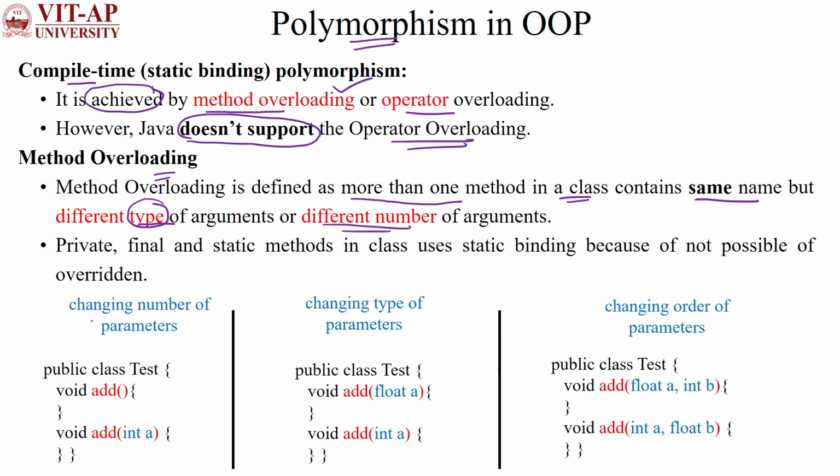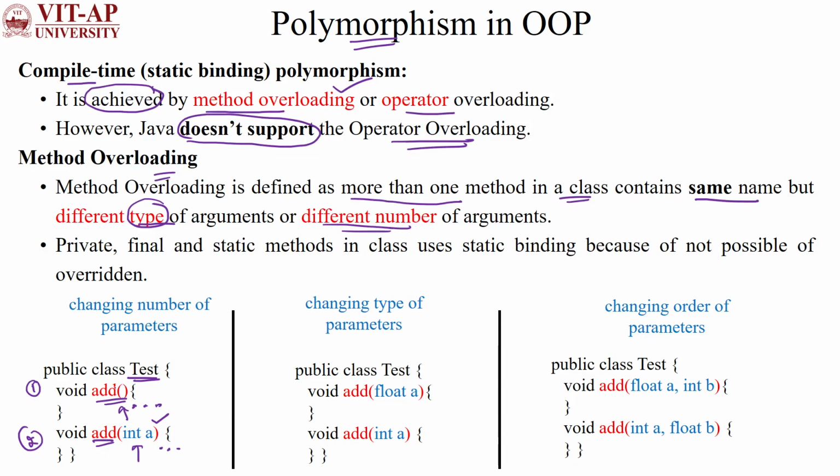For example, here we have the class Test. This Test class has two methods, method 1 and method 2. Method 1 has the name add, and it has some set of statements. The second method also has the name add. So both have similar names, but here there are no arguments. In the bottom one we have the argument a of integer data type. It has its own set of statements.